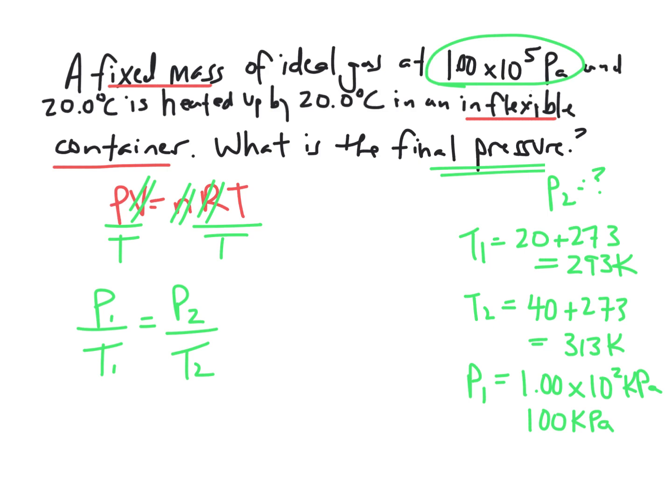So sub that stuff in and solve for P2. So if we're going to isolate P2 in the equation, then we rearrange it. It's going to be P2 is equal to P1 times, so here we go, 100 times T2 on top, 313, divided by 293. Punch that in the calculator, and it will give you around 107 kPa for an answer.